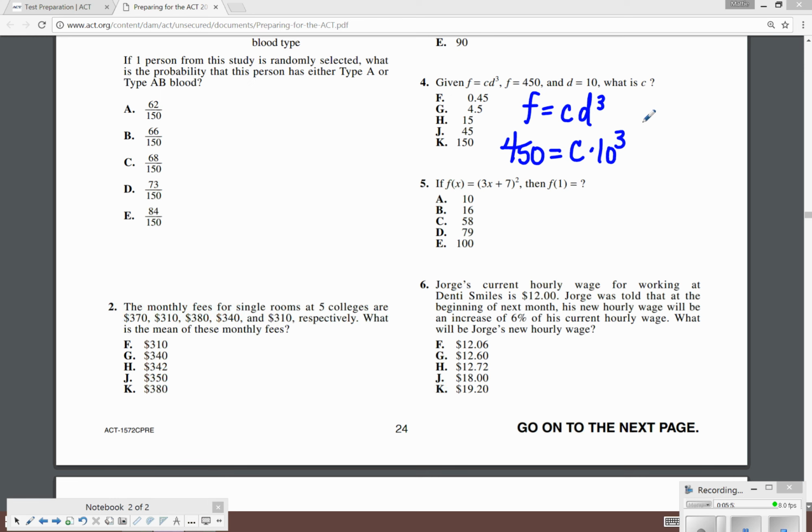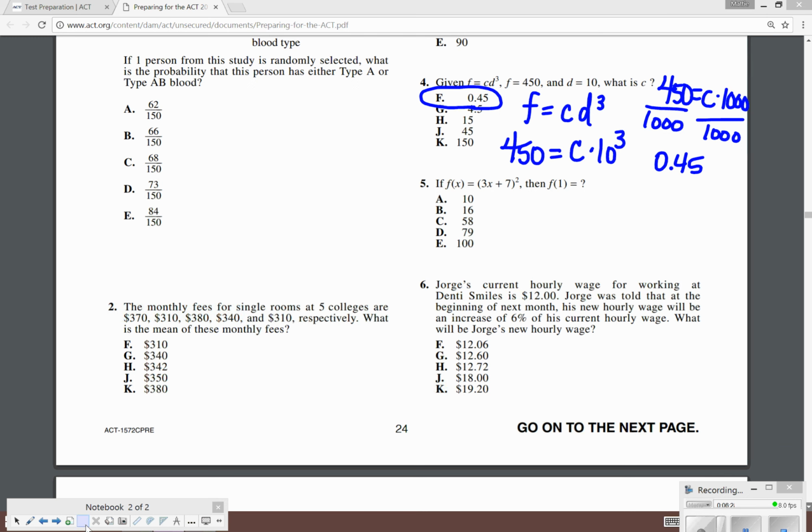I'm going to start with this 10 to the third, so this is going to say 450 equals c times 10 to the third power, means 10 times 10 times 10, which is 1,000. So c times 1,000. But I want to know what c is. So if I want to solve this equation, I need to get rid of multiplying by 1,000, and to do that I would divide both sides by 1,000. So 450 divided by 1,000 equals 0.45. And if I look at my options, that is the very top one, F.